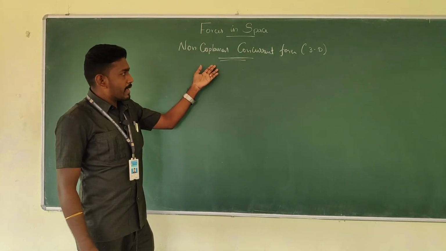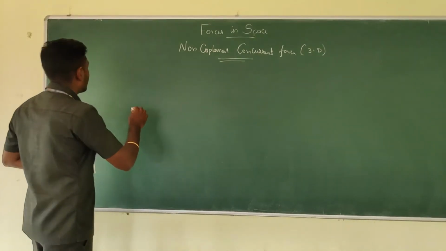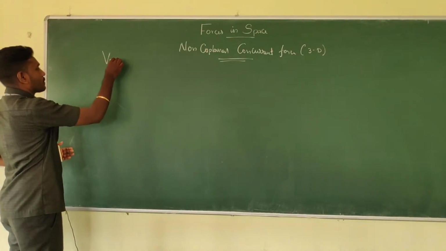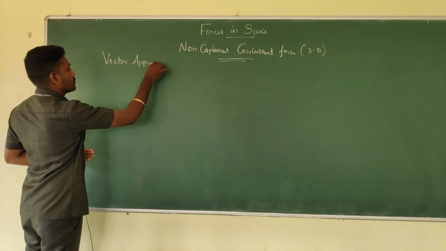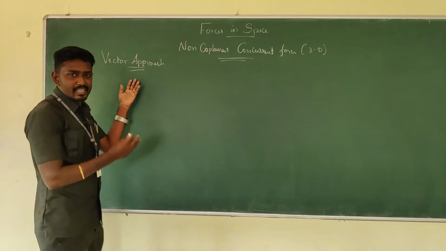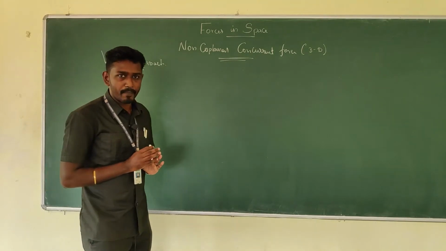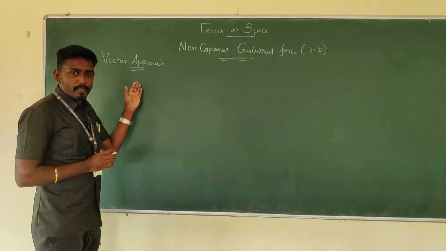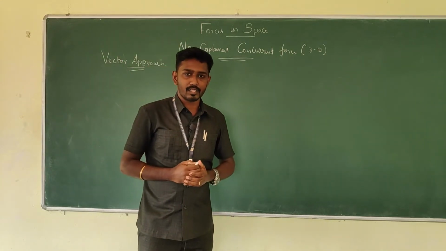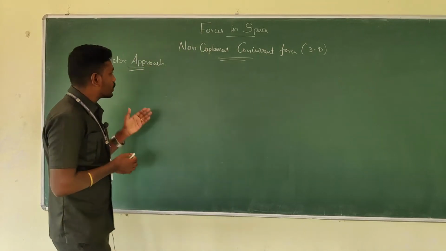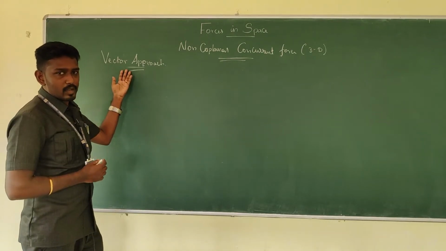In order to get the resultant force, we are going to use the vector approach. To find the resultant or unknown forces, we go with the vector approach since it is three-dimensional. A vector is a quantity which describes both magnitude and direction. Such quantities we call vectors.